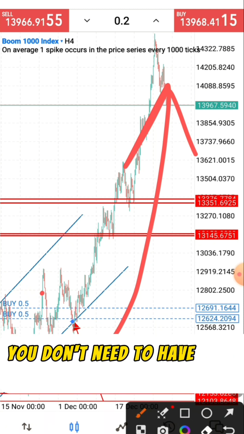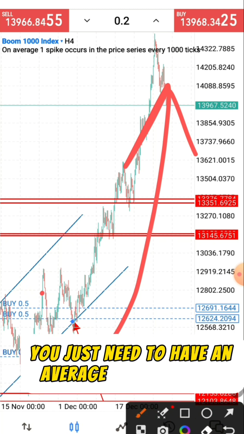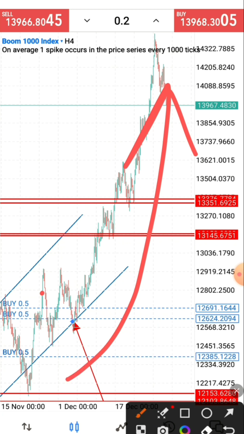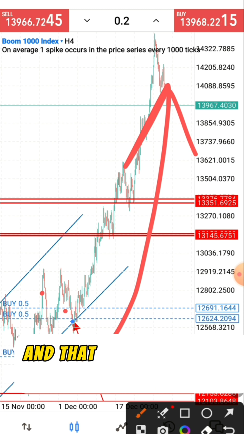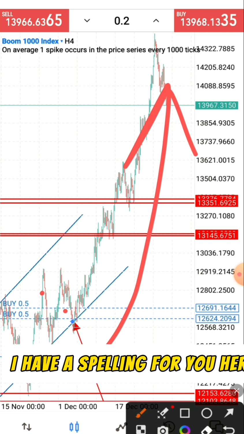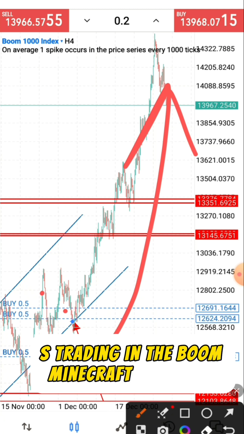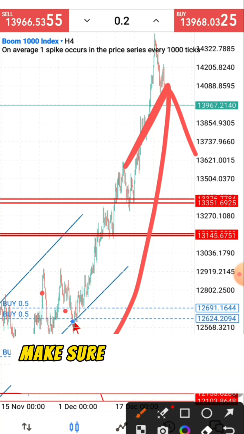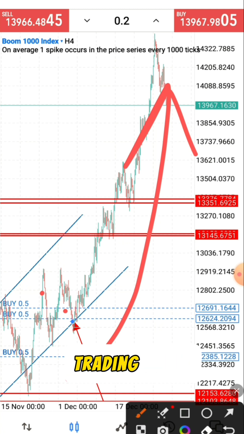You don't need to have a 100% win strategy. You just need to have an average of consistent risk to reward, consistent trend following signals, buy or sell, consistent of having a clear edge on your market, and that is the high quality trading setup strategy I have explained for you here. If you want to get 20x, 10x, even 100x trading boom and crash this 2024, make sure you are trading only the high quality trading setup.